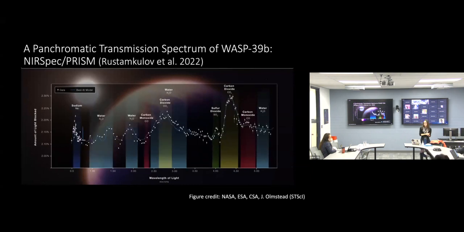And then finally the NIRSpec prism mode, which is kind of a lower resolution mode spanning almost this entire wavelength range and confirmed most of those other detections that we'd gotten from some of those other modes.